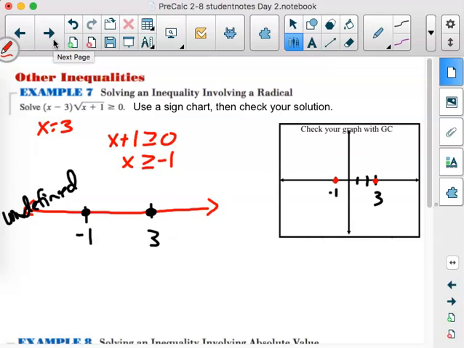So now we would want to know, well, what about the positives and negatives? What's going to happen? So if I choose a number between -1 and 3, like 0, which is nice, go back up here, 0 minus 3, that's going to be negative. 0 plus 1, that's going to be positive. So that portion of the graph is going to be below the x-axis. Then I pick something that's not too hard to work with on the right side of 3, so maybe I just go with 4. And now x minus 3, 4 minus 3 will be positive. And anything positive in here is going to give us a positive.